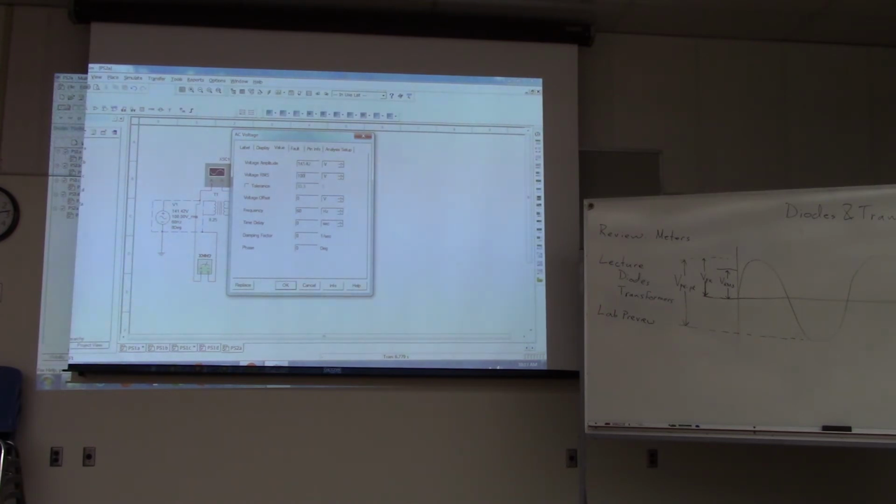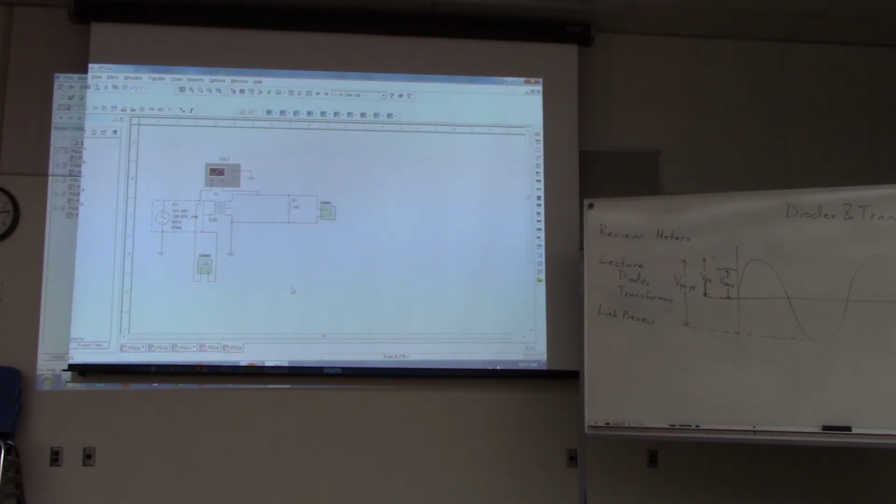But when the book asks you to enter a voltage, it's talking about entering an RMS voltage. Okay? So you'll put that in.